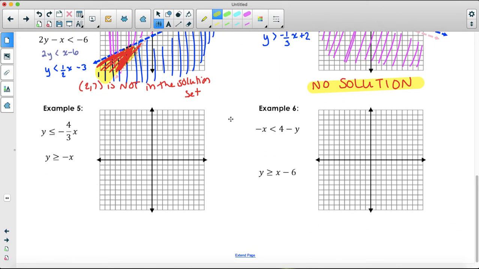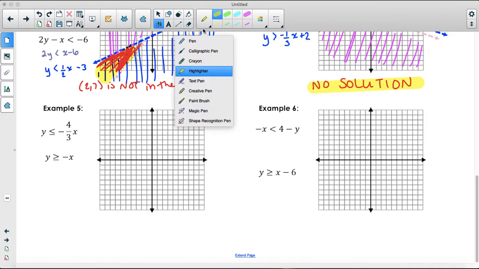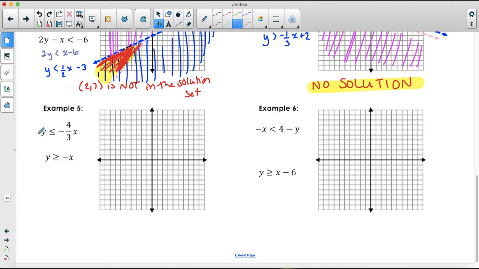On this next example, our inequalities are already in slope-intercept form, so we can go ahead and start graphing them. I'll do the first one in pink. So I have x and y. Our y-intercept is (0, 0). Change in y of -4, change in x of +3. 1, 2, 3, 4, -4, 1, 2, 3, +3. -1, 2, 3, 4, +1, 2, 3.